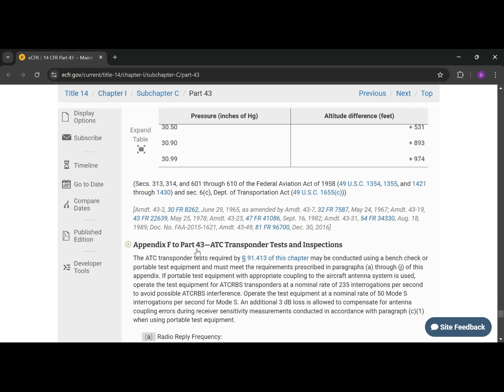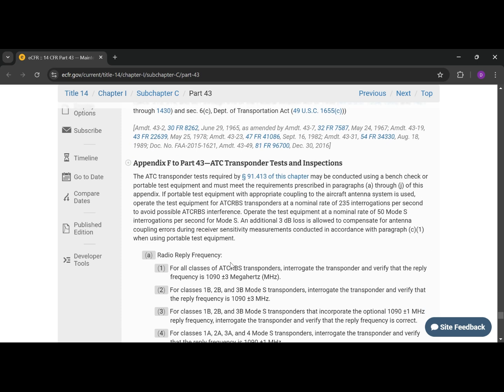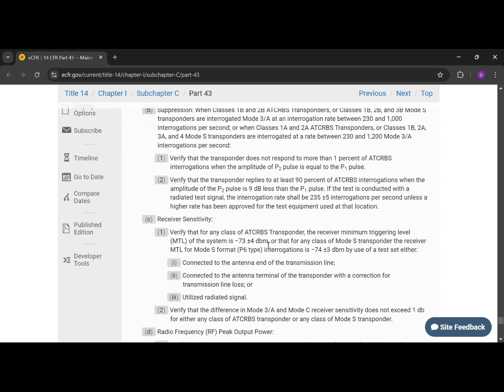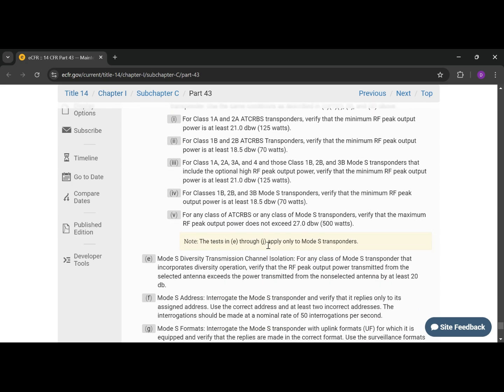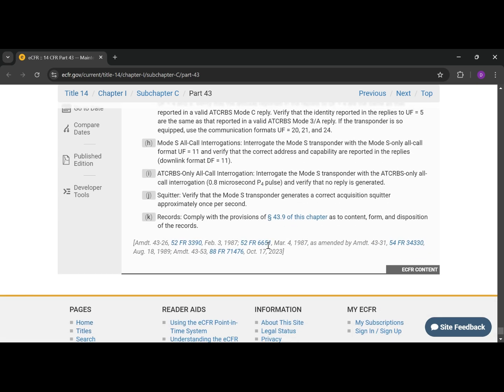Appendix F to Part 43. ATC transponder tests and inspections. Same thing here, except this is for transponder tests. All of this here, we're just skipping over this because this video is almost an hour long.